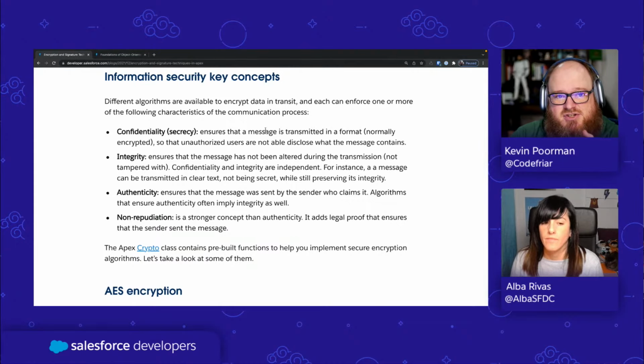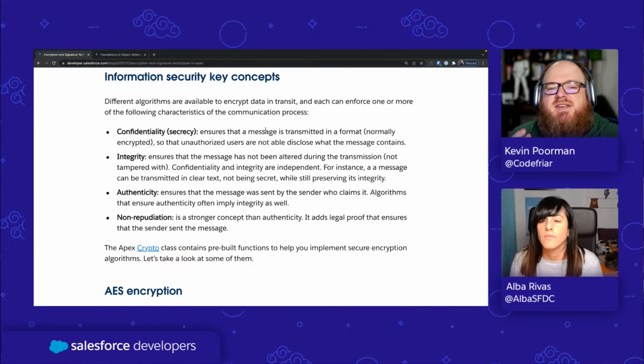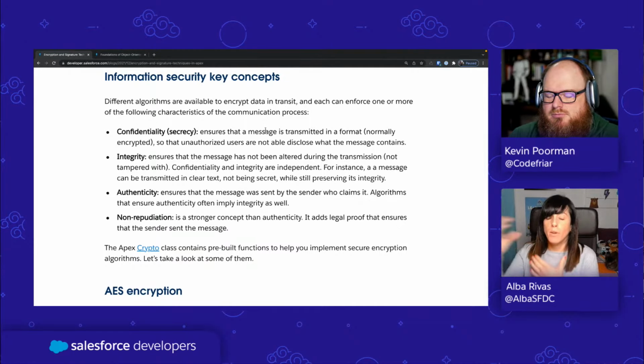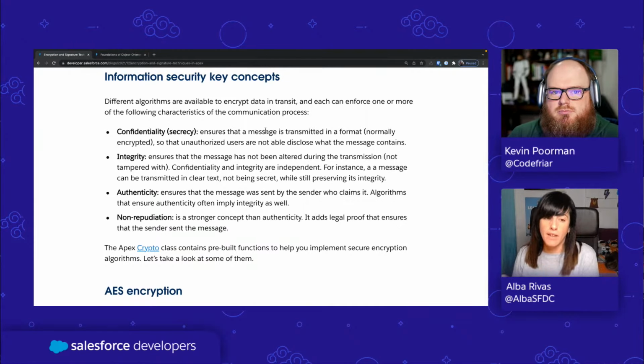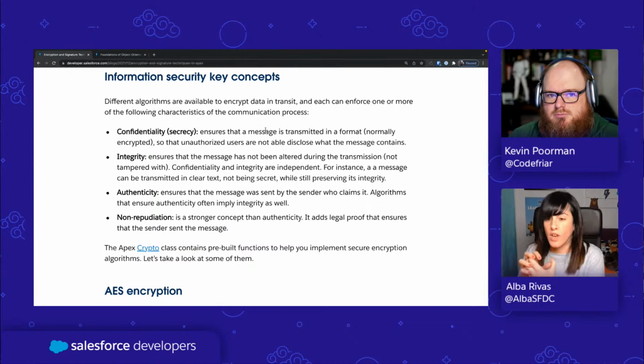Now, on the other hand, you can have something that is confidential and has integrity, but there's no guarantee of who sent it. And so we have authenticity, which is a way of saying, I, Kevin Poorman, sent this message, or I, Alba, sent this message. Why would that matter? Because sometimes you need to be sure that the person sending you the message is the person who's meant to be, because sometimes someone else tries to impersonate that person, and it's an attacker that sends you something dangerous, right?